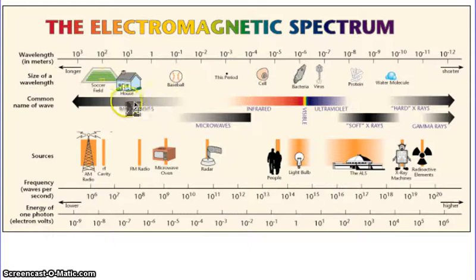So starting all the way at the longest wavelengths are radio waves, with wavelengths longer than a football field all the way down to a baseball. At that point we start calling them microwaves. And that gets down to about the size of a cell, at which point we call them infrared. Into the visible, ultraviolet, then X-rays, and then gamma rays. And then just different sources of those types of radiation. So you can see, like, we as people, we give off infrared light. Light bulbs give off a lot of infrared and then also visible, at least the regular incandescent ones.